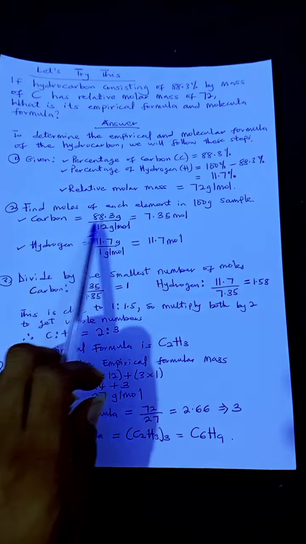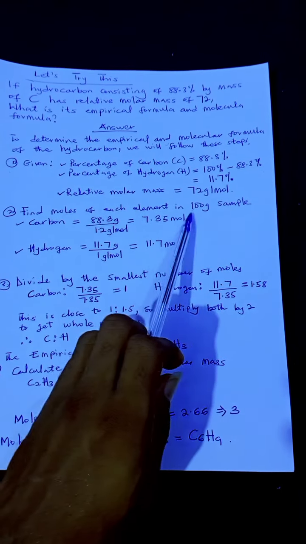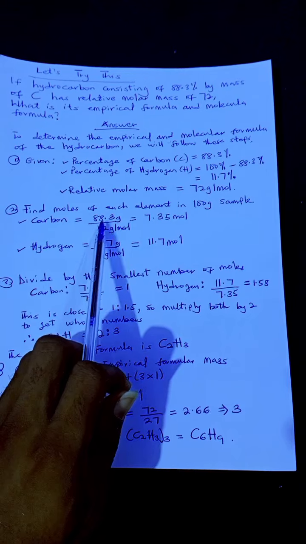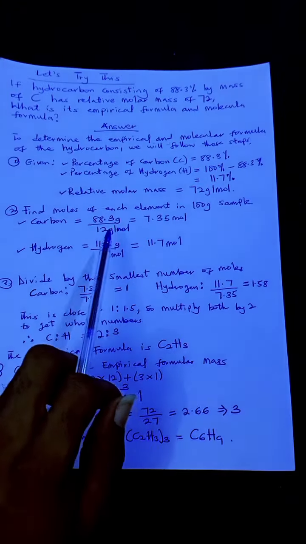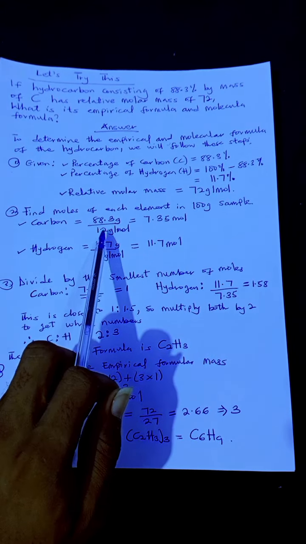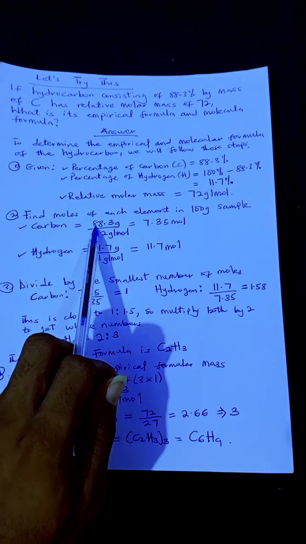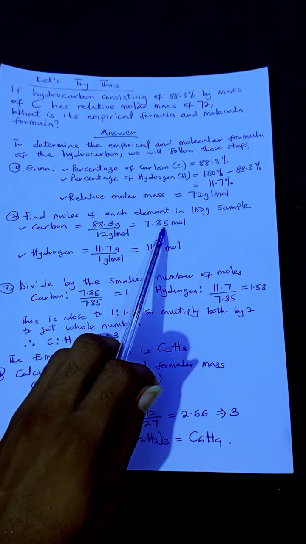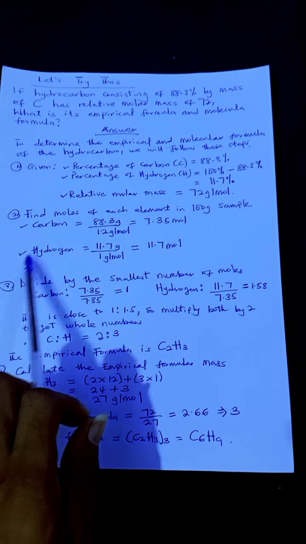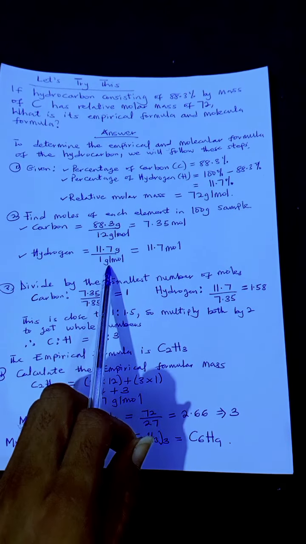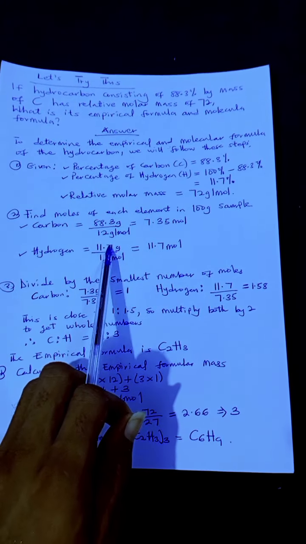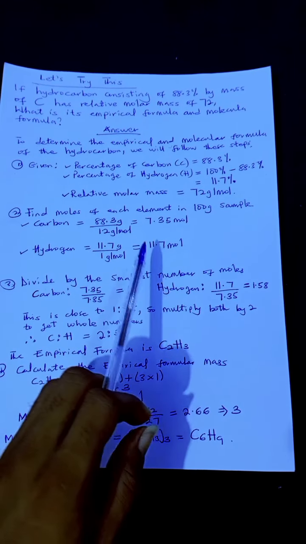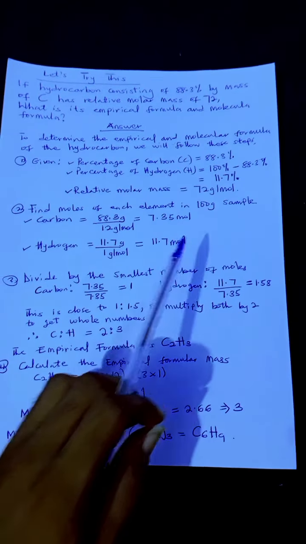Step 2, find the moles of each element in a 100 gram sample. So carbon is 88.3 gram. Now the molar mass of carbon is 12. So we divide 88.3 by 12 and we get 7.35 mole. We come to the hydrogen, the molar mass is 1. We divide 11.7 gram by 1. Then we get 11.7 mole.